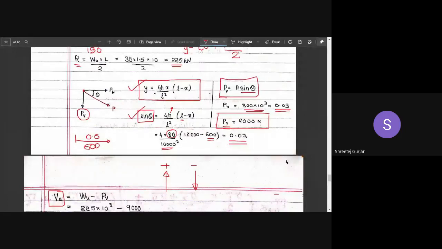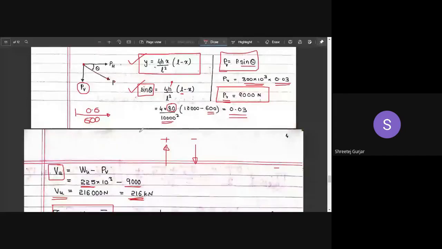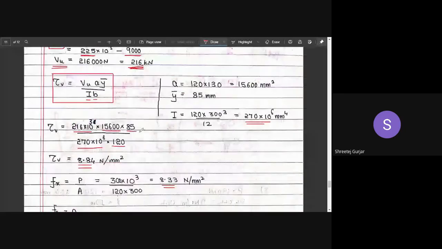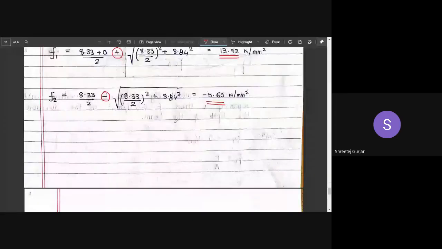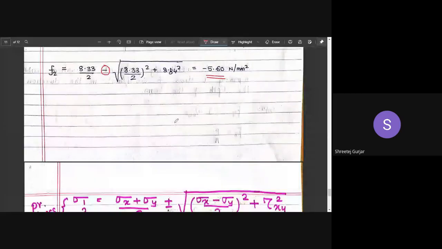Is this numerical clear? I hope this is clear. If any doubts, please let me know. I'll explain once more if you have not understood any of these steps. So can we move on to the next numerical? One more last numerical we will solve and we will end today's session. Can we move on to the last numerical of today's session?